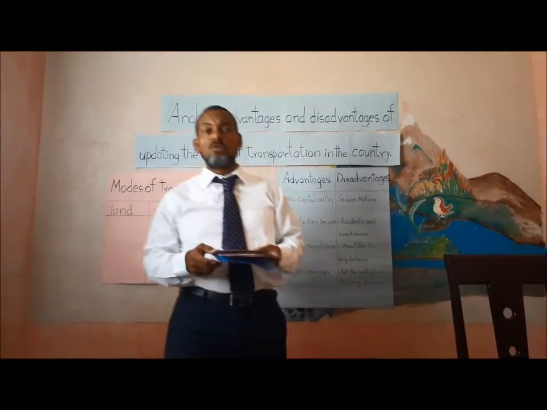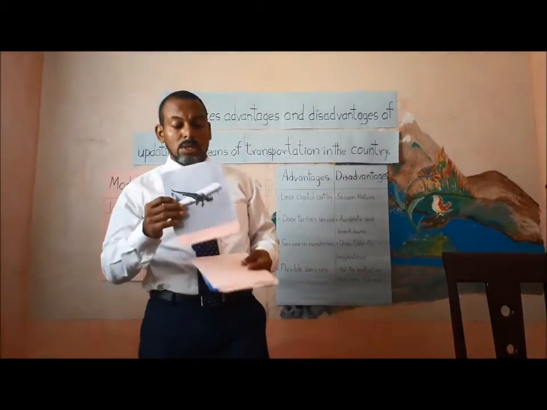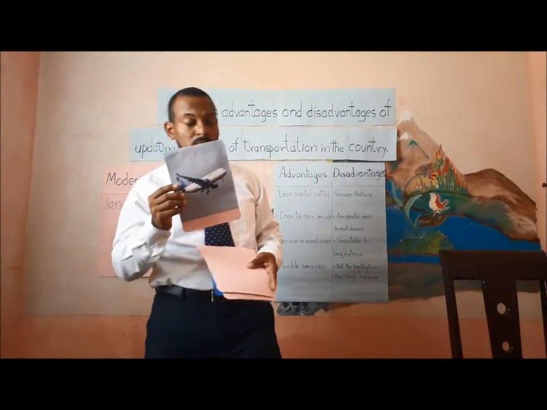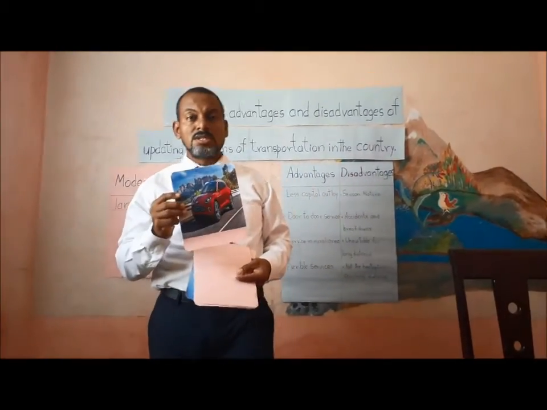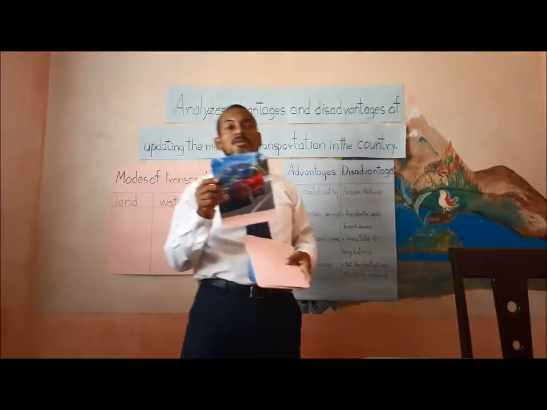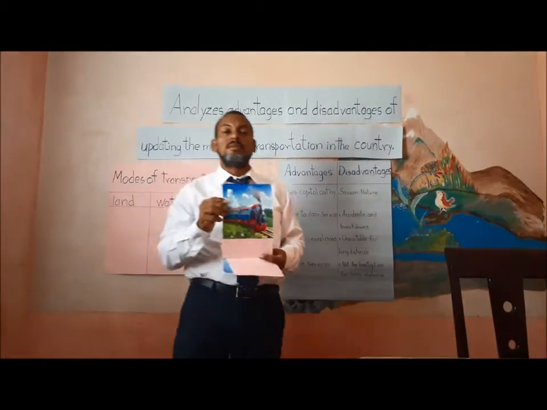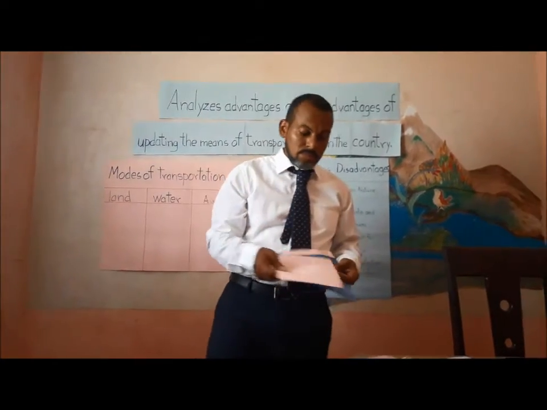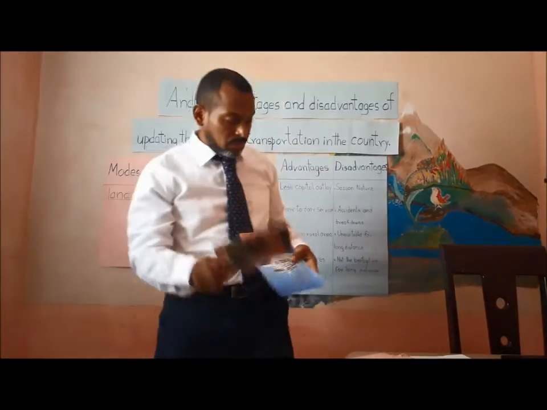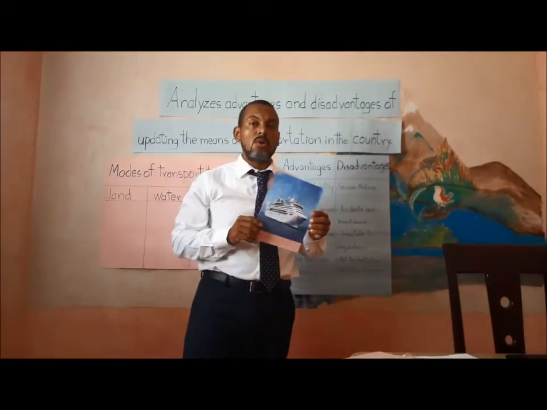I would like to show some pictures to explain more of the vocabulary about transport. This is an airplane. An airplane is used by air. This is a car. This car is used by land. This is a train. People use it by land too. This is a bus. This transport is used by land too. And this is the ship. This is used by water.